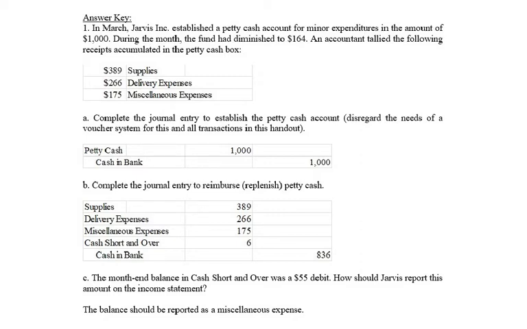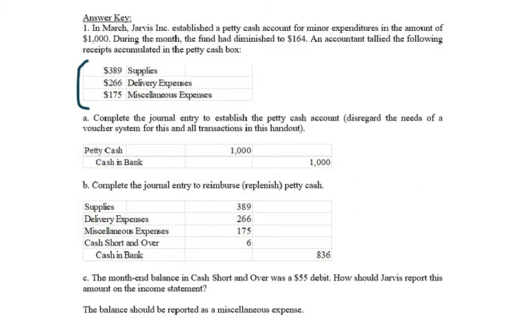So first up here, in March, Jarvis Inc. is going to establish a petty cash account for minor expenditures in the amount of $1,000. During the month, the funds diminished to $164, and the accountant's going to tally the following receipts accumulated in the petty cash box. So here we have everything that's been organized by somebody in the accounting department. That's usually who customarily is going to do this. So $389 we can attribute to supplies, $266 to delivery expenses, and the other $175 is just whatever. It doesn't have a specific classification.